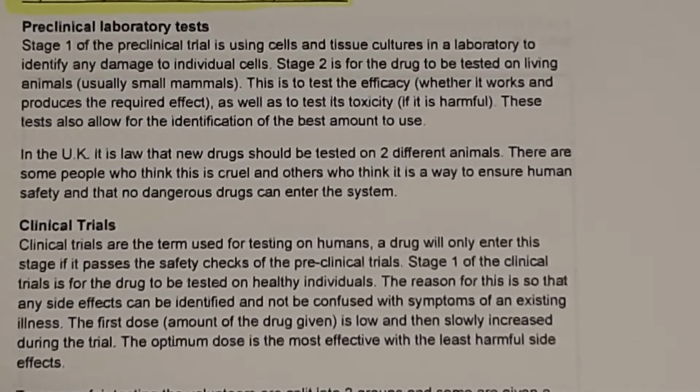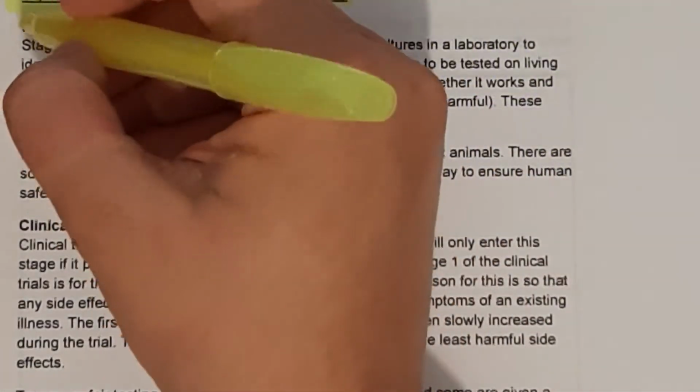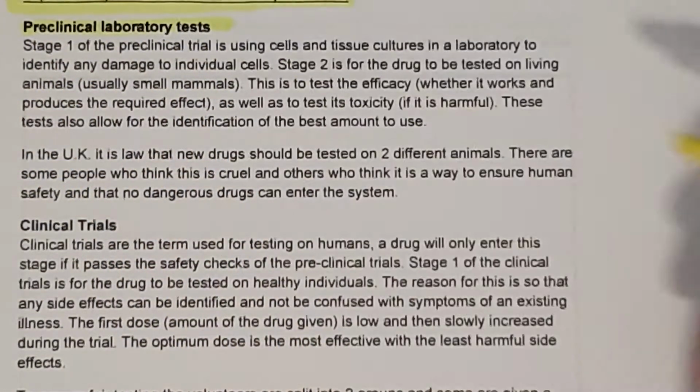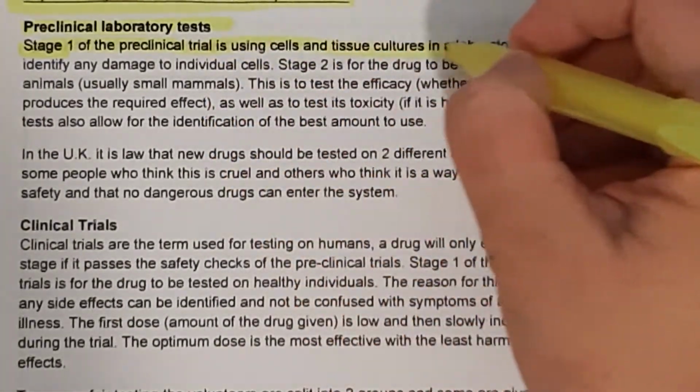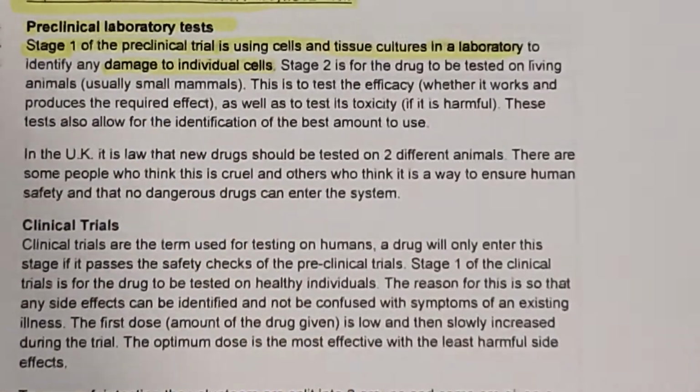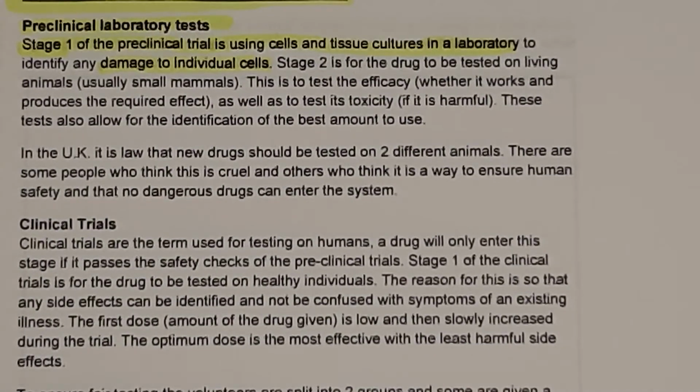Okay, so let's go through what preclinical laboratory tests look like. This is the first stage, the lab tests, stage 1, and it's a preclinical trial, using cells and tissue cultures in a laboratory. We're looking for damage to individual cells and what effect it has on them. So are the ingredients toxic to cells? Does the drug do what you expect it to on the cellular level in individual cells? So that's stage 1.